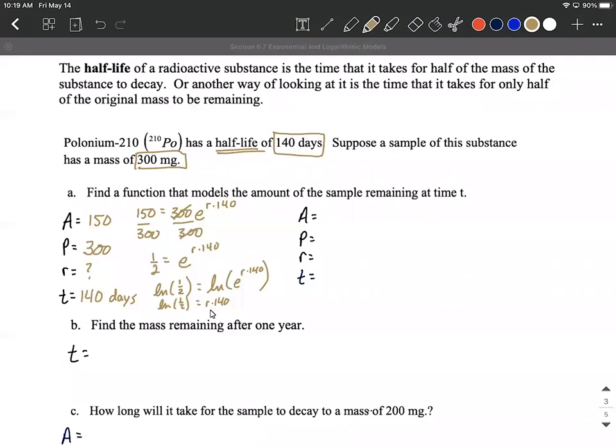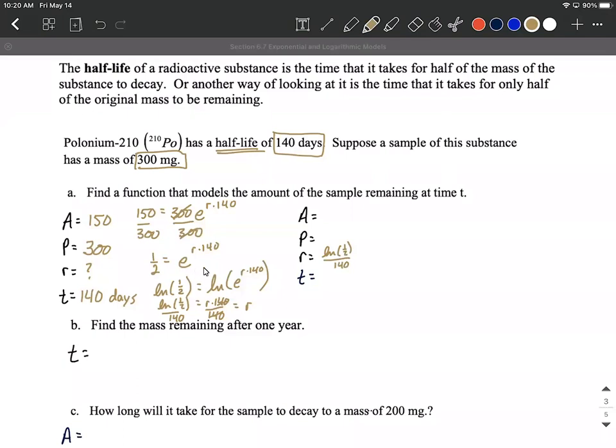And to finish this up and get r on one side all by itself, we need to get rid of the 140. And by get rid of it, I mean we'll divide both sides by 140, thus isolating r all by itself. So this is an exact rate that we found here. Remember, if you're going to estimate this, put this into your calculator, you need to keep a lot of decimal places. I think most of our homework, though, likes exact answers more than anything else. So let's go ahead and keep this as an exact answer. We'll say our rate is the natural log of 1/2 over 140.